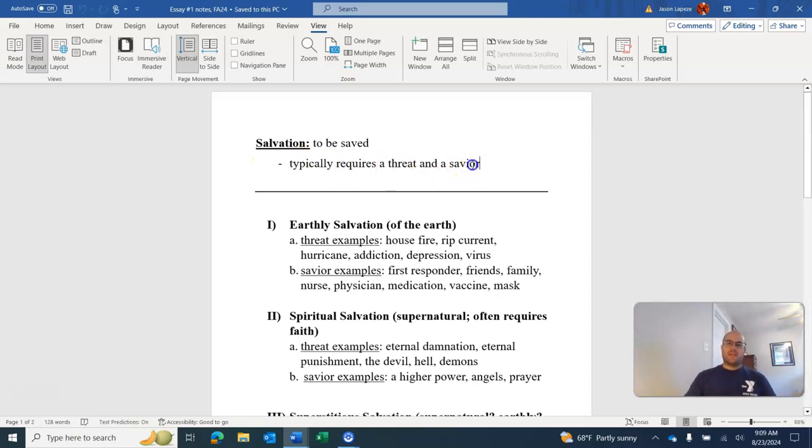And then from there, I would consider what that act entails. What does it consist of? And if you're going to be saved, if a person or a thing will be saved, usually there's something they're saved from, and that would be a threat. And there's something that does the saving, and that would be the savior.